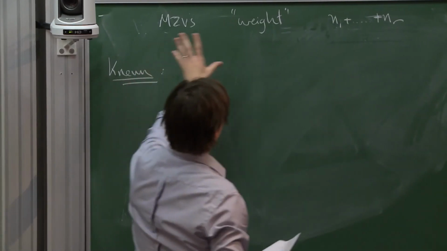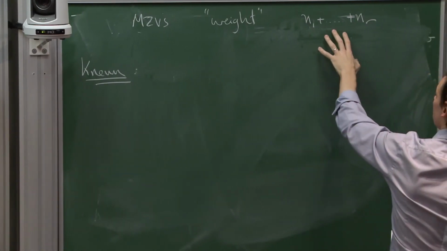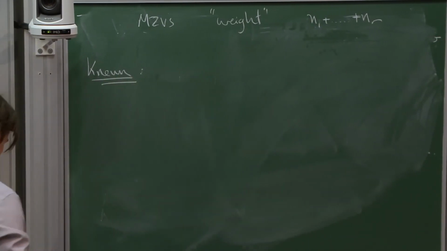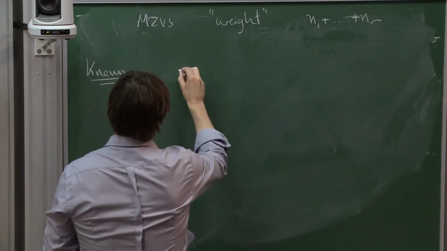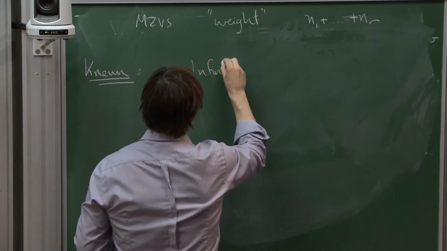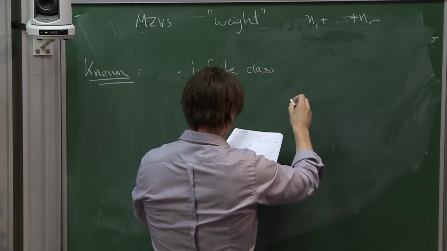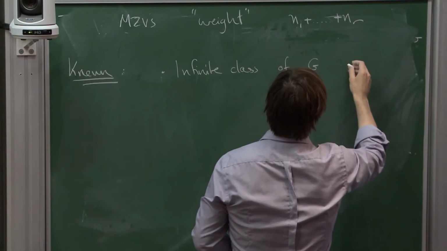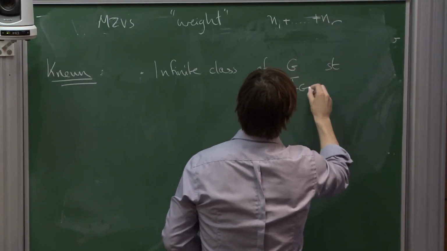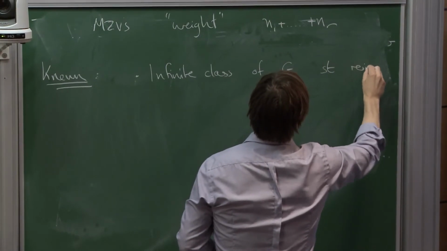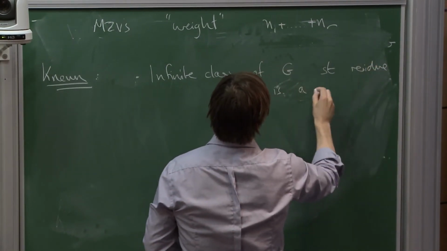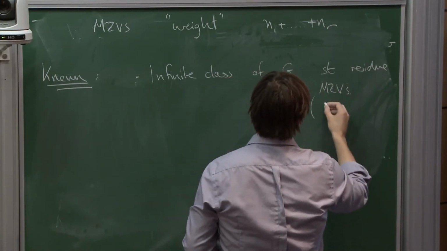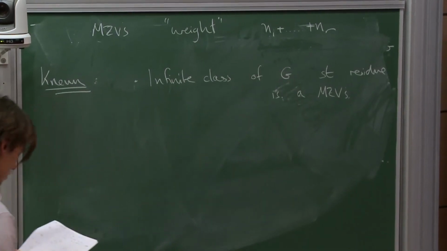But this is how physicists understand the notion of weight, and it's used a lot in modern physics literature as a sort of guide to various things. So it is known that there is an infinite class of such graphs in phi4 primitive, such that I of G, the residue, is a multiple zeta value, or a linear combination of multiple zeta values. So there's a combinatorial criterion. Okay, I won't say much about that.